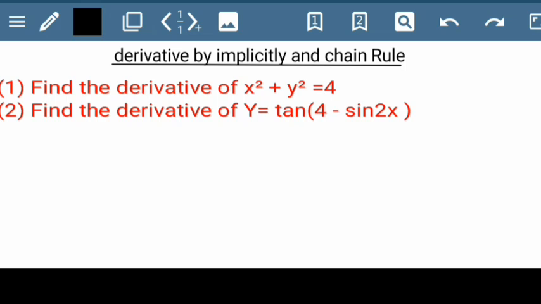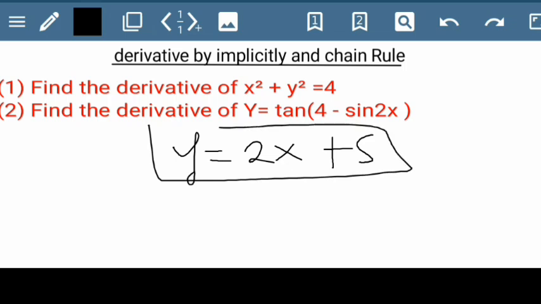So how do you go about the implicit method? The implicit method, you can only use it when you can't make y the subject of the formula. Of course, if I give you y equals 2x plus 5, then I ask you to find the derivative of this one.